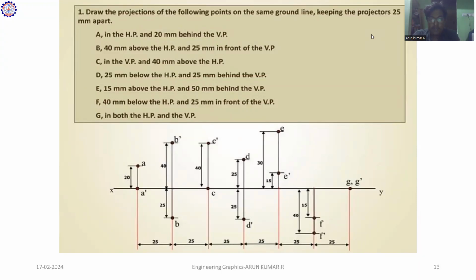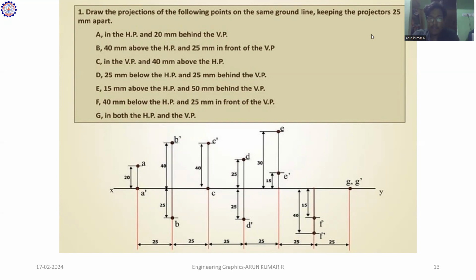So keep the projections 25 apart. That is for easy understanding and neatness for the given value. That is 25. Let's consider I draw the points A, B, C, D, E, F, G. On the same ground means the same reference line. The distance between A and B, B and C, and so on is similar, maintaining the value of 25. That is the question given in the first problem.